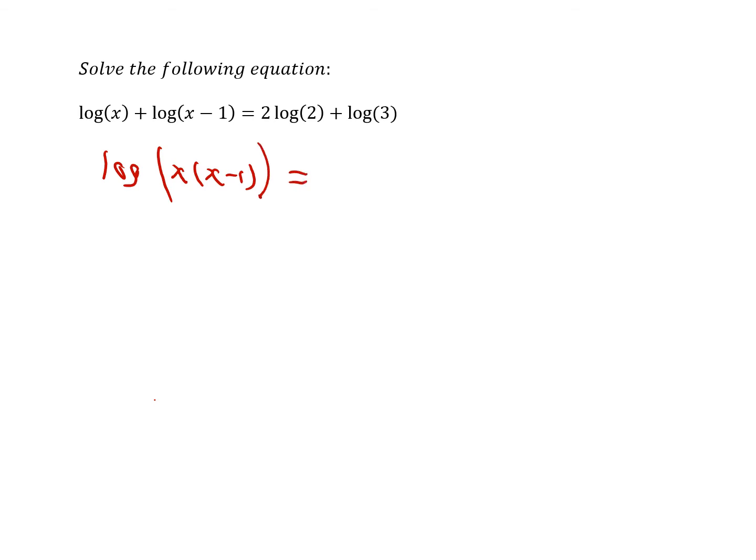Now, it would be good if I could directly add the two logs on the right hand side together, but the thing that stops me from doing that is this 2 here. I first have to incorporate that 2 into the argument of the first log. So using another log law, that becomes the log of 2 squared plus the log of 3.